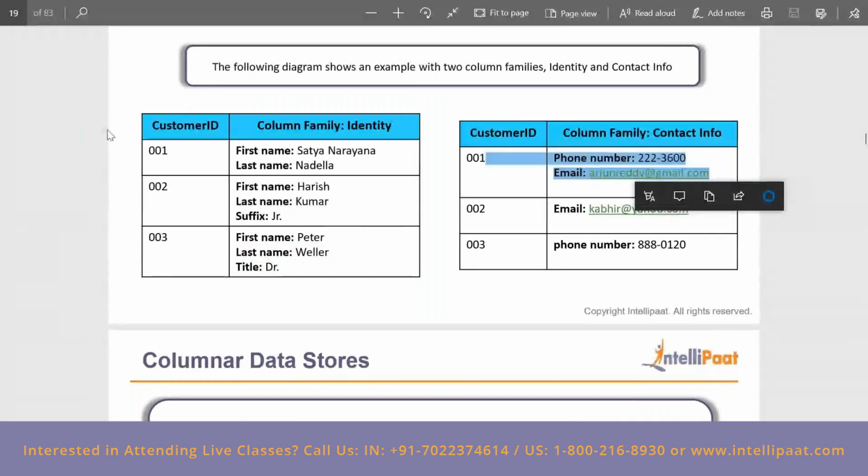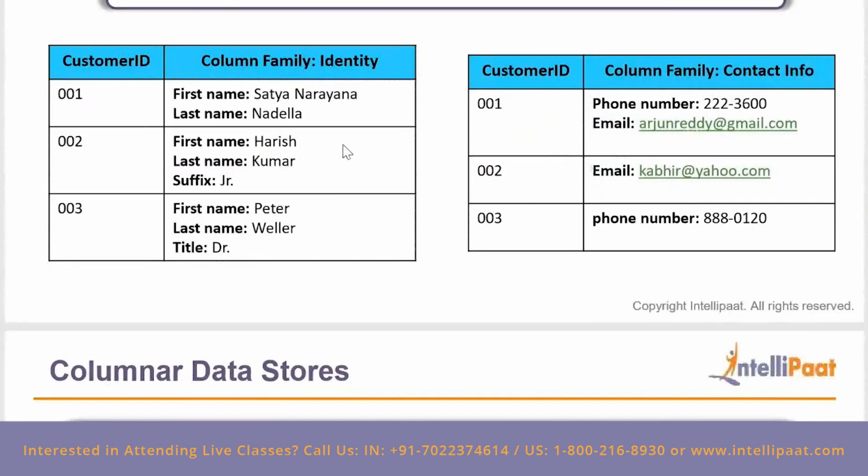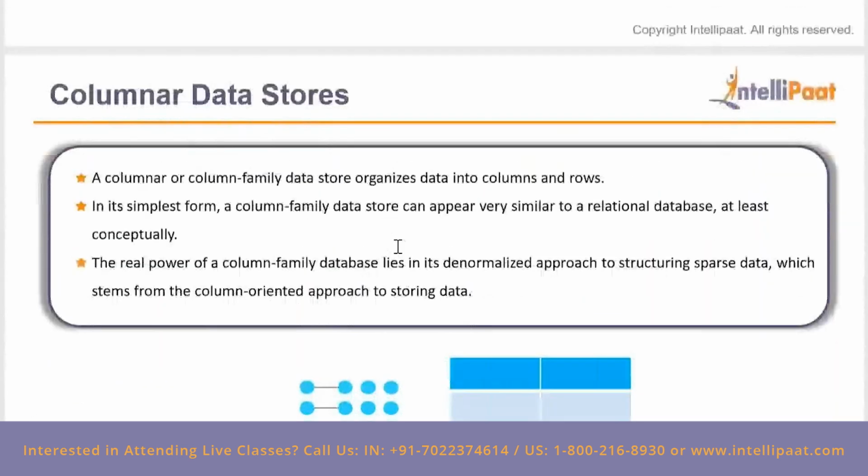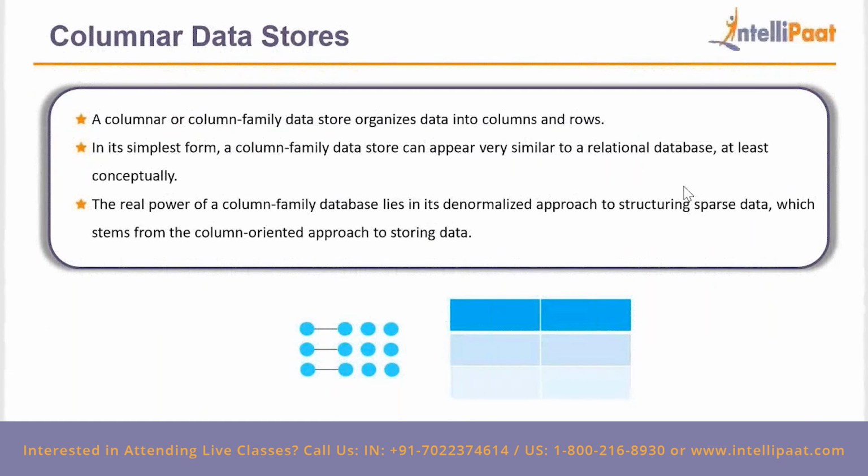In the simplest form, a column family data store can appear very similar to a relational database, at least conceptually. So it is easy to relate in this one. The real power of a column family database lies in its denormalized approach to structure sparse data, which stems from the column-oriented approach.